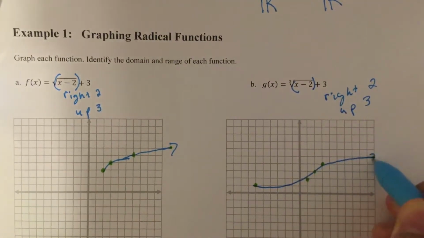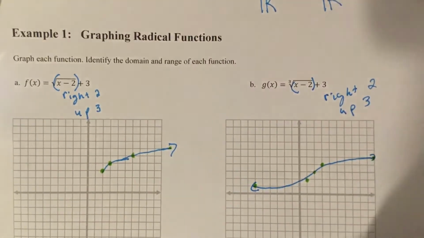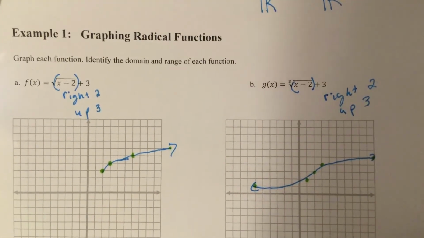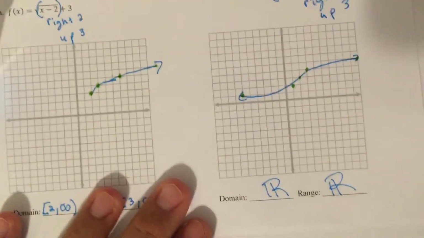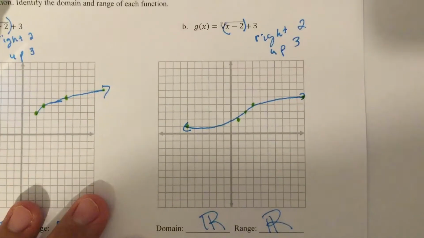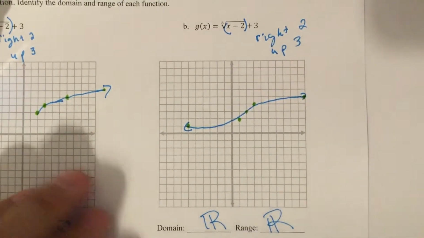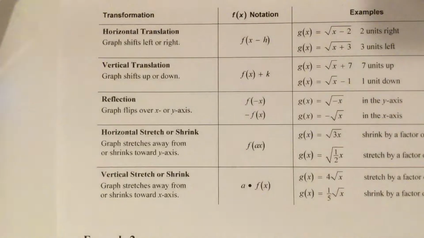And notice nothing really changes here as far as domain and range. Your domain and range is all real numbers. Okay, so nothing's really changed there. We just shifted, and that's really what we're talking about here on this next page.